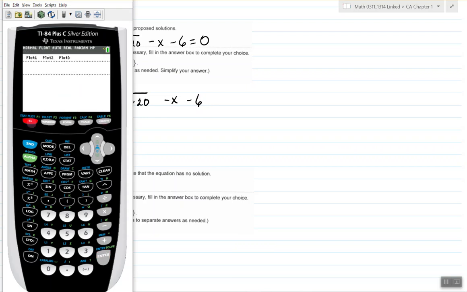So to the y equals, clear. To get my square root, I have second of the x squared key, 2 variable x plus 20. Either close parentheses or use the right arrow key, minus x minus 6, and something happened.